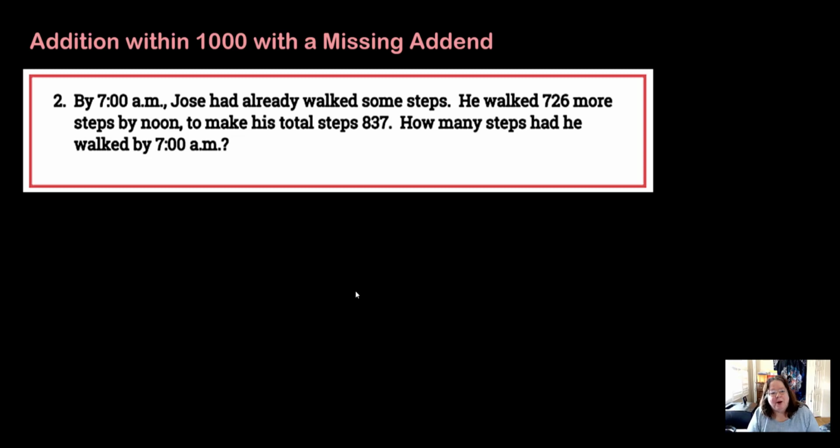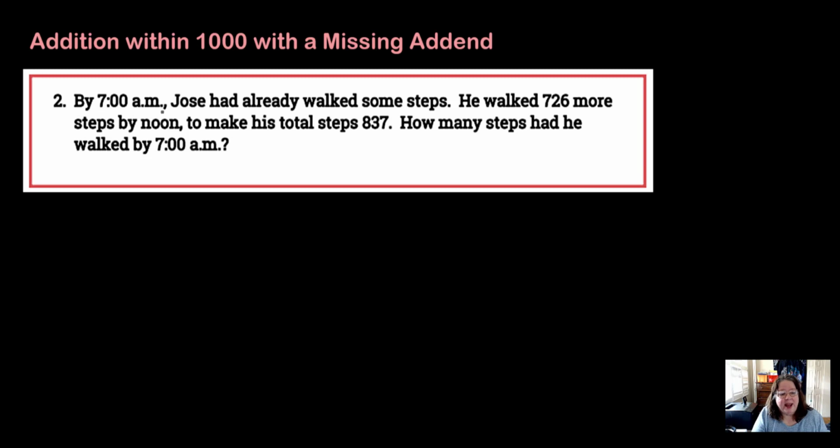Hi, this is part of Unit 1, Lesson 7, and here we're looking at addition within 1000 with a missing addend. Now remember, addends are the two terms that we add together to get a sum. So this is a particularly tricky problem because it deals with time as well as with addition. But let's take what we know and see if we could figure this out together. Let's read this problem together.